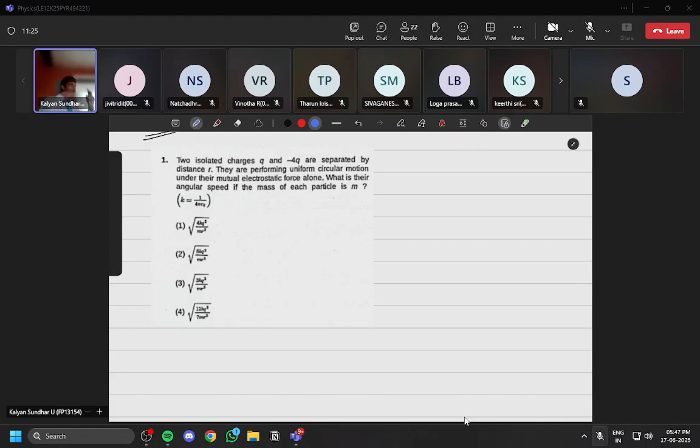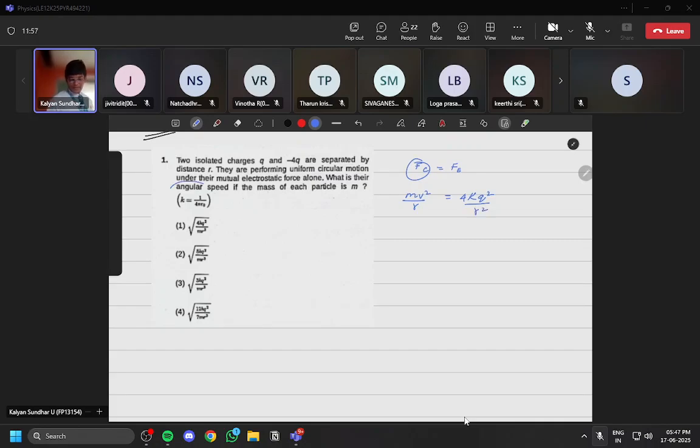So towards the center, under their own revolution, the force due to the two charges will be equal to the centripetal force. So Fc will be equal to the electrostatic force, correct? So what will Fc be? It is mass v square by R, which will also be equal to K Q into 4Q square, so K 4kq square by r square.